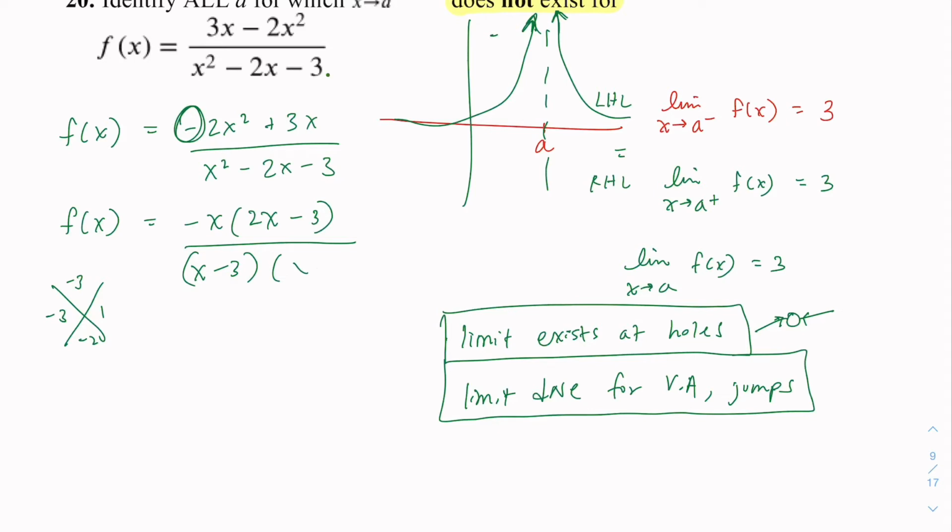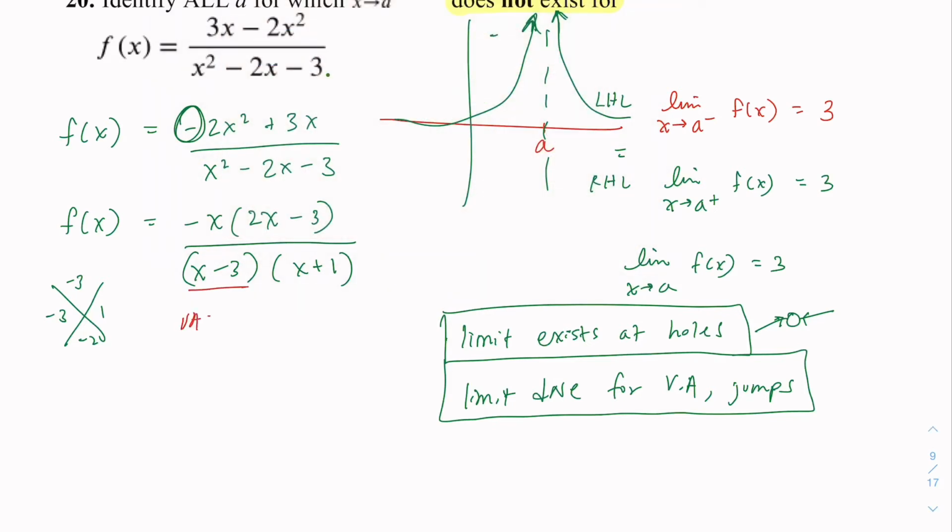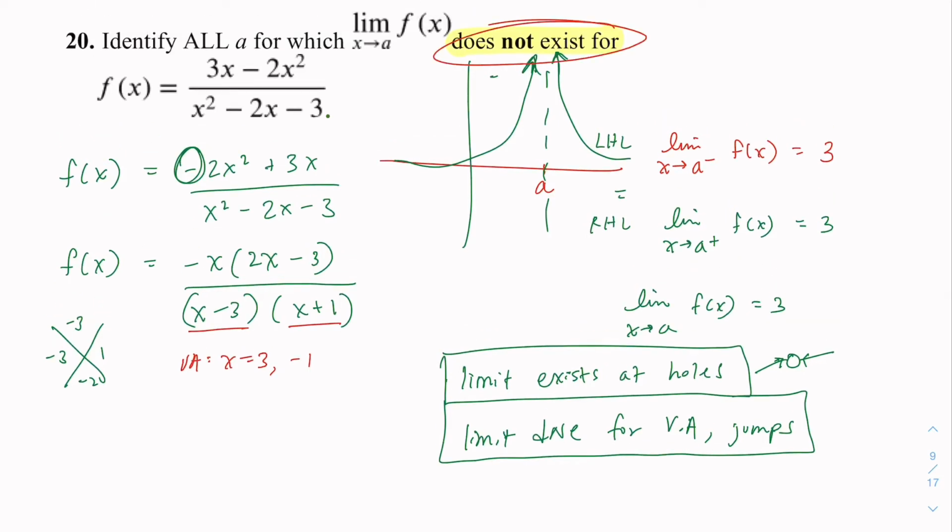So I have x minus 3 and x plus 1. Aha! Notice we have no cancellations. So there are no holes, but we do have two vertical asymptotes. We have a vertical asymptote at x equals 3 and another at x equals negative 1. And as we know, limits don't exist at vertical asymptotes. So we'd say the limit as x approaches a of our function does not exist for a equaling 3 and a equaling negative 1.